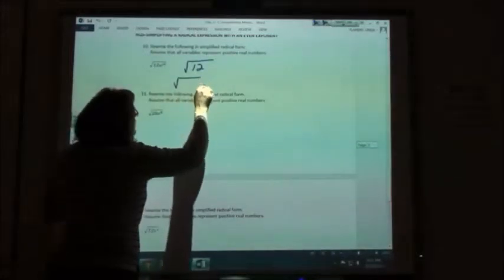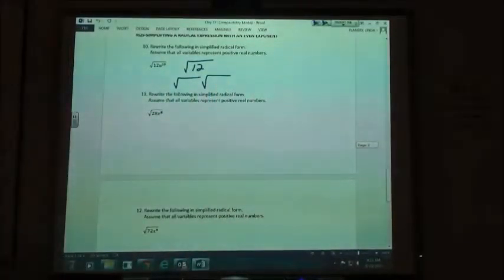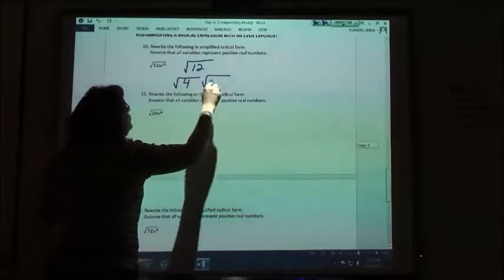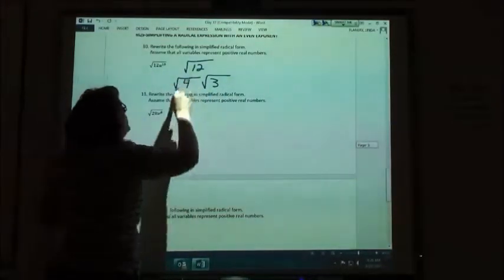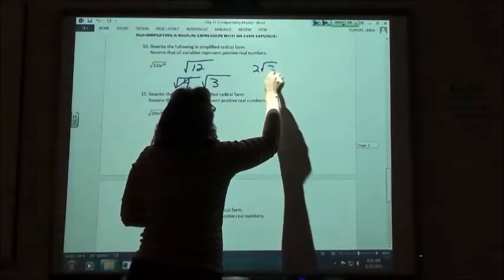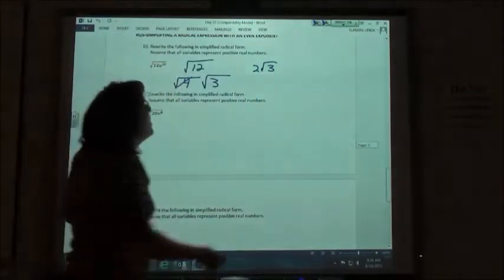What times what should we make 12? 4 times 3, right? Yeah. So if I do 4 times 3, the square root of 4 is 2. So that would be 2 square root of 3. I still have to do the part with my exponent.